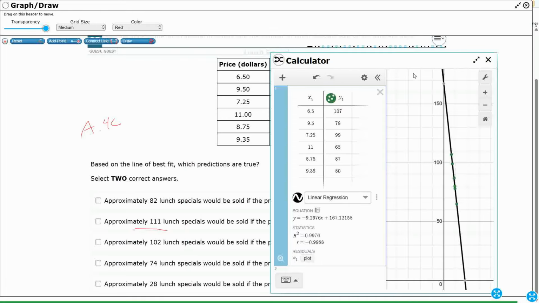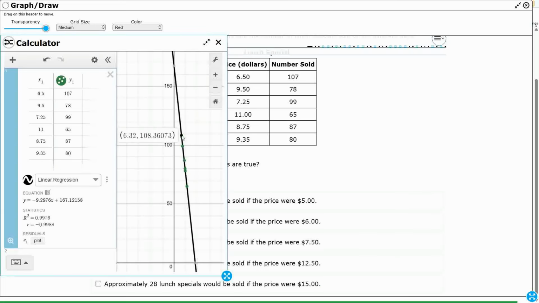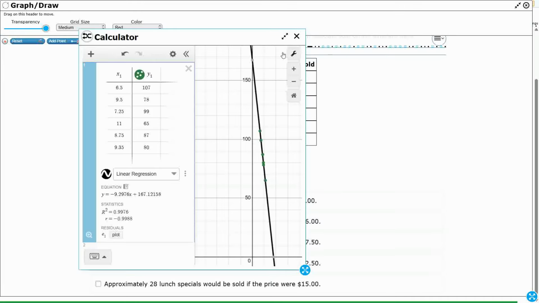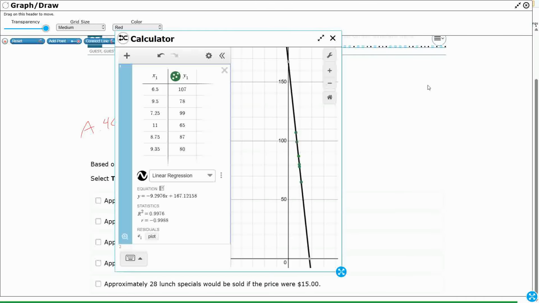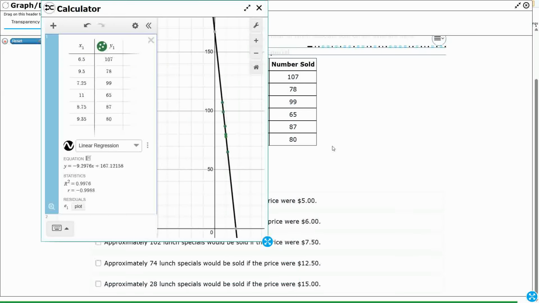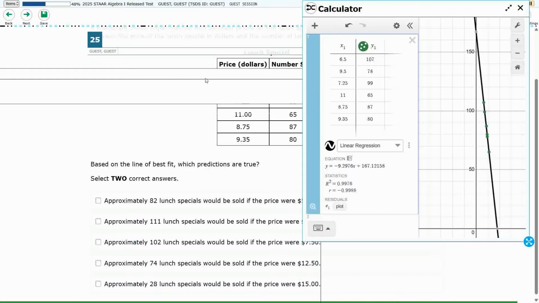No. All right, so 111 lunch specials will be sold at the price of $6. Let's just drag it. Let's get to $6. And hey, look at that. That works, about 111. So that one definitely works. So we are going to go ahead and put a check mark on that one right there. And actually, let's just throw it in there and get the correct answer.